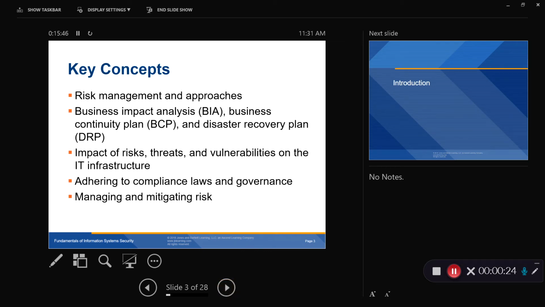The key concepts: risk management and approaches, business impact analysis or BIA, business continuity plan BCP, and disaster recovery plan DRP. The impact of risks, threats, and vulnerabilities on the IT infrastructure, adhering to compliance laws and governance, and managing and mitigating risk.